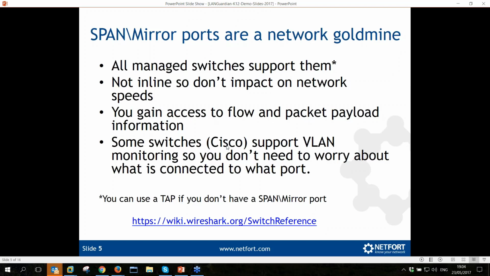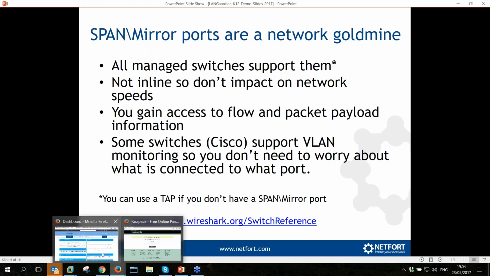So you can actually pick a VLAN, like your server VLAN, and say, I want to monitor that, and the switch will automatically send a copy of any packets tagged with, let's say, VLAN 100, to what's called your SPAN or mirror port. Asterisk there, you have to check your switches. If you don't want to use the SPAN feature, you can actually use a network tap as well. A link here will be in the follow-up. There's a Wireshark wiki, a really good switch reference there.